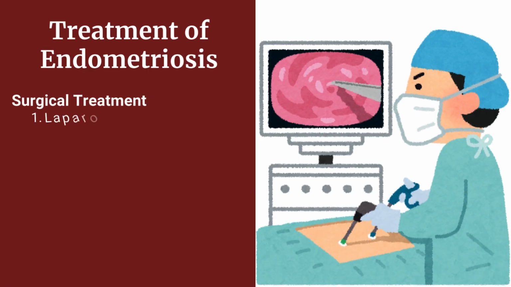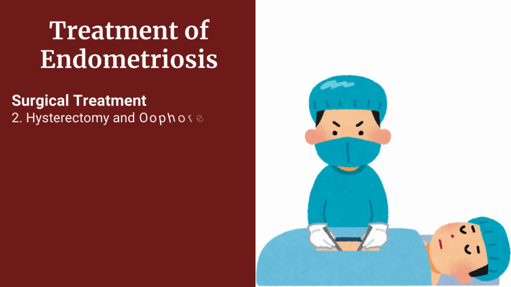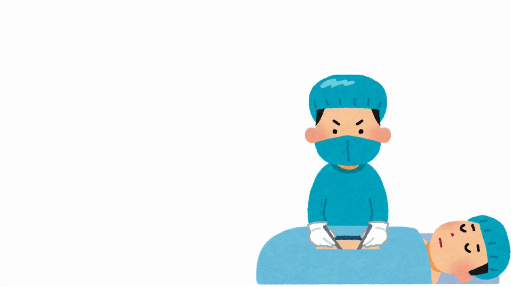Number 1. Laparoscopic removal of deposits. It involves drainage and internal excision of chocolate cysts, removal of peritoneal deposits. Number 2. Hysterectomy and oophorectomy, total abdominal hysterectomy plus bilateral salpingo-oophorectomy, along with removal of all lesions, should be considered only in women who have completed their families.